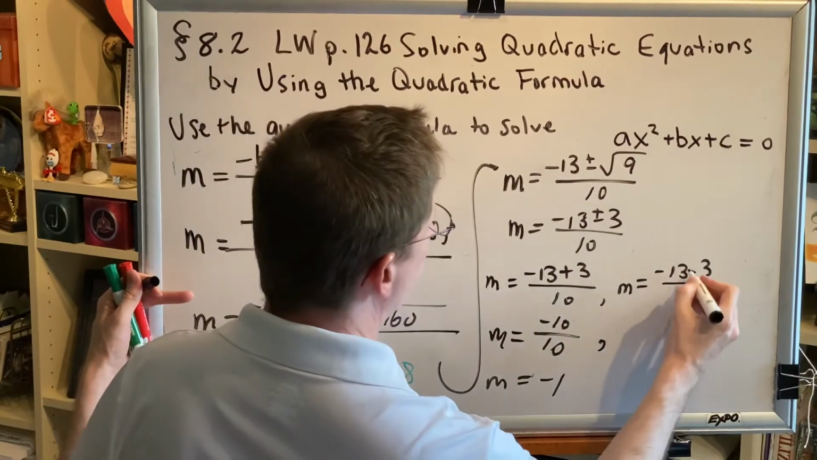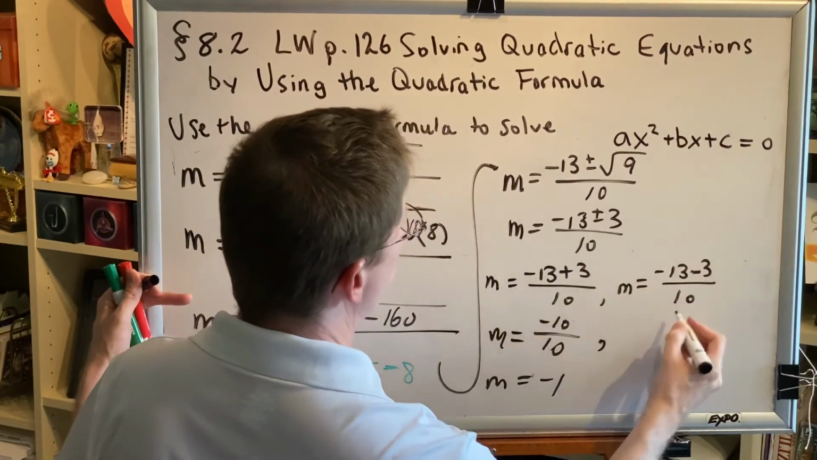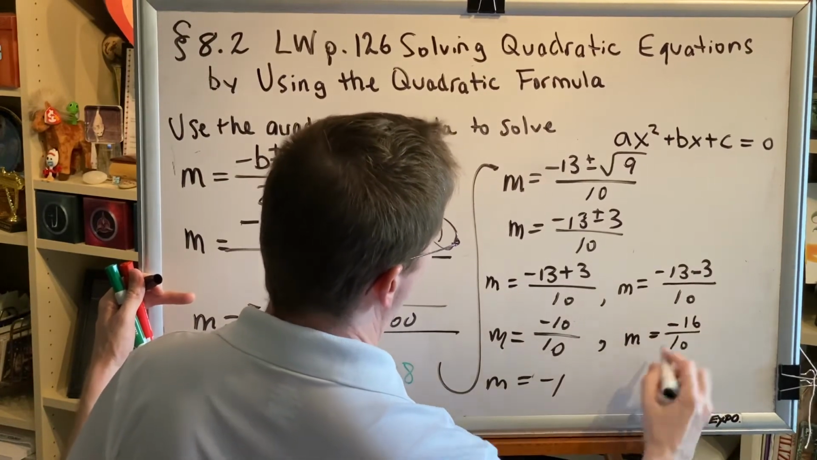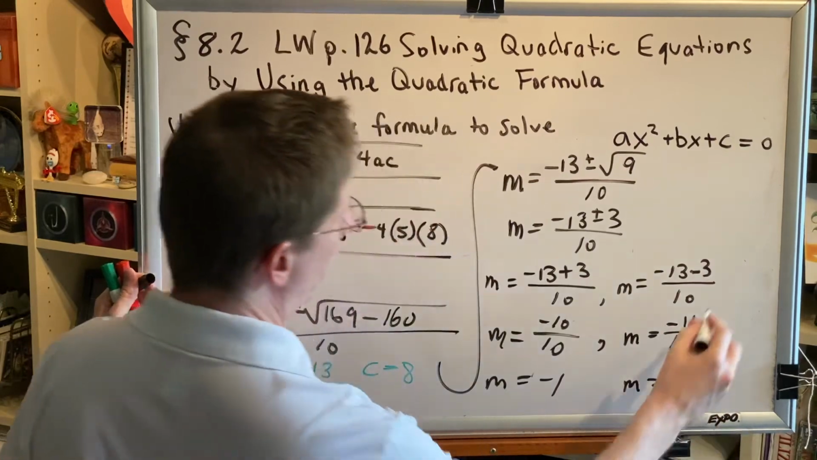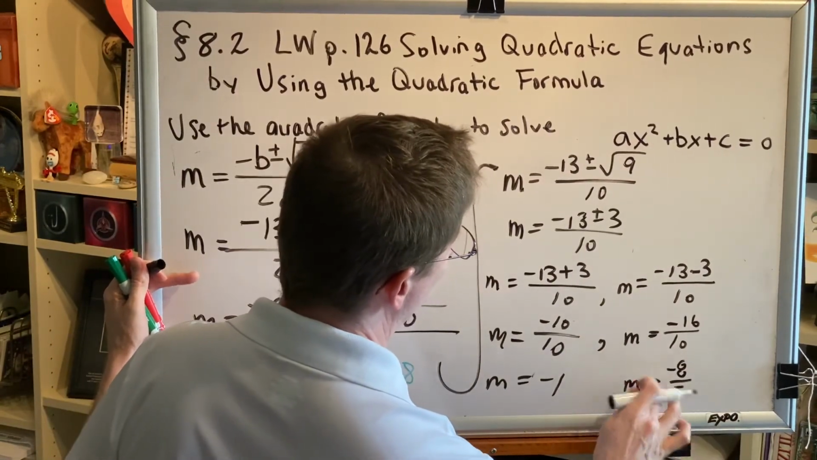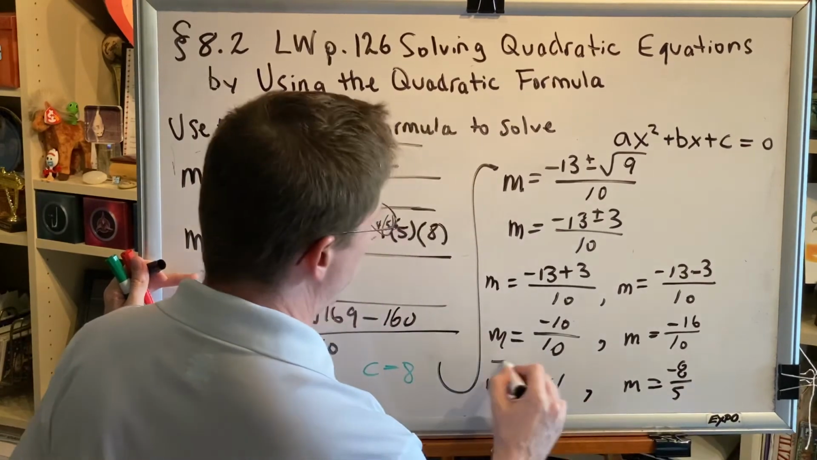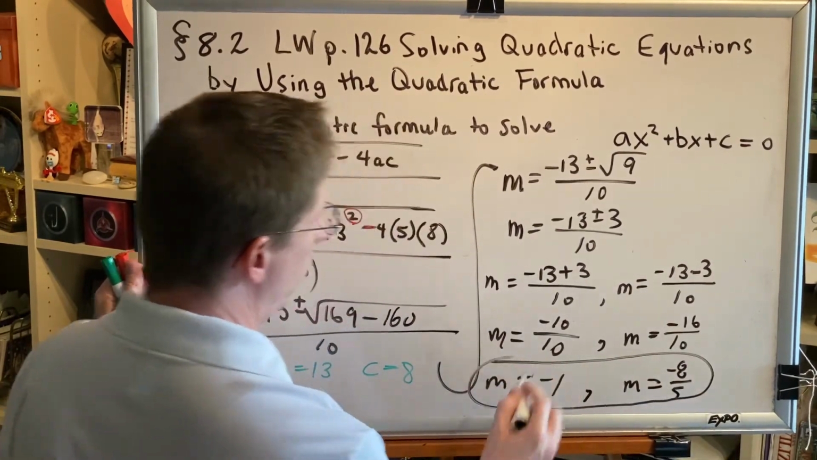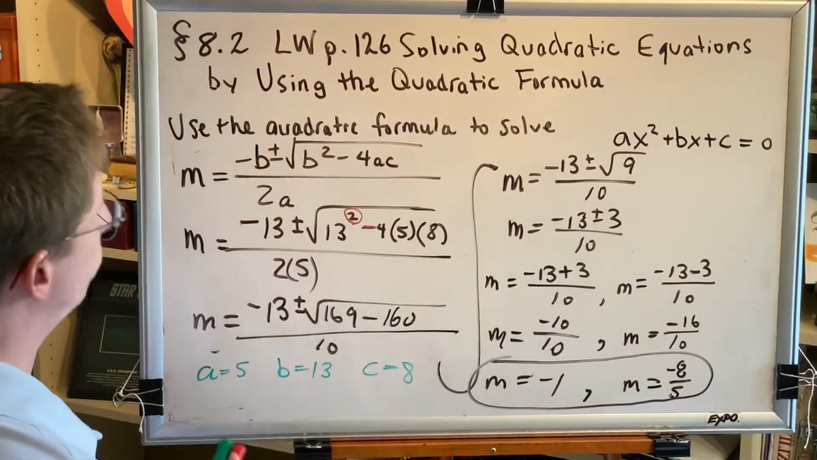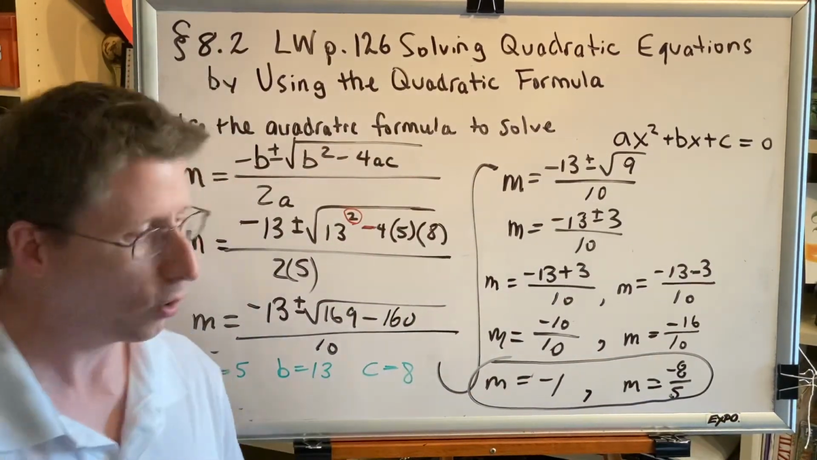Or we've got negative 13 minus 3, which is negative 16 over 10, and reduce the fraction. The common factor here is 2. We get negative 8/5. So there are two answers, m equals negative 1 and m equals negative 8/5. All right, that's the quadratic formula.